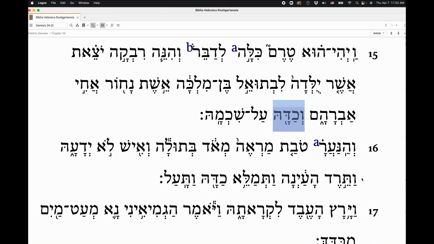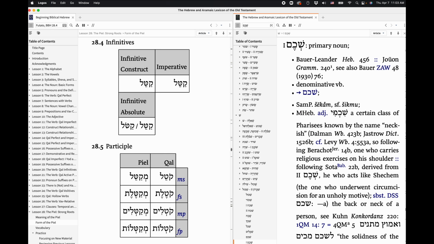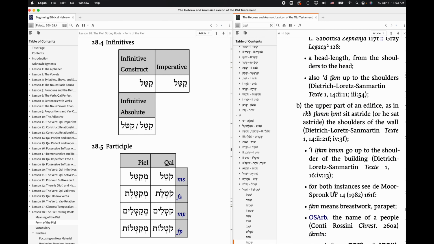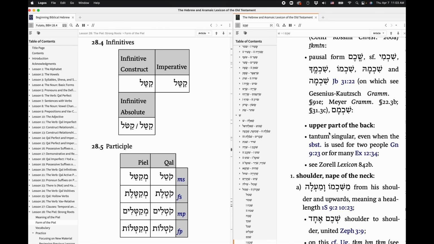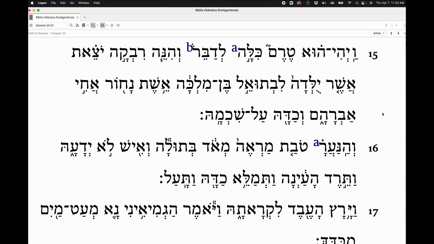And her pitcher upon Shikhmah. Shikhmah would be upon her Shekhem. I don't know what Shekhem is here. Shekhem means upon her shoulder. Okay, so let's translate through that now that we know what all the words mean.